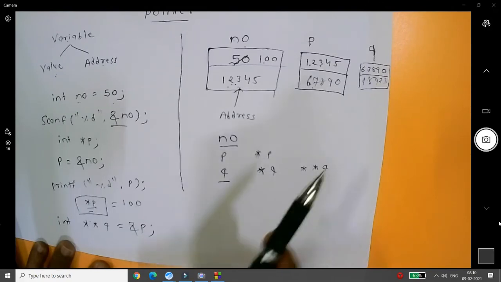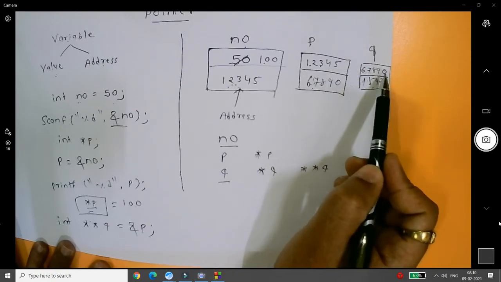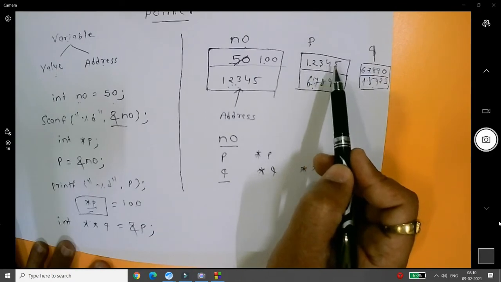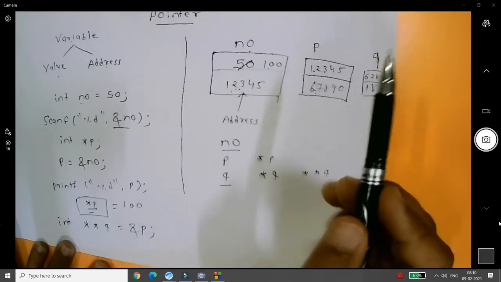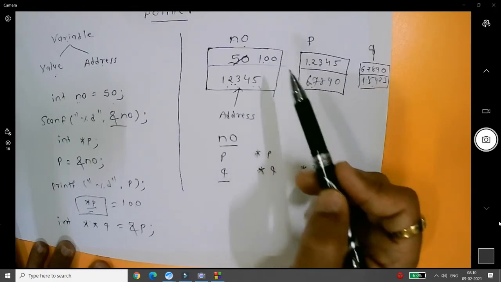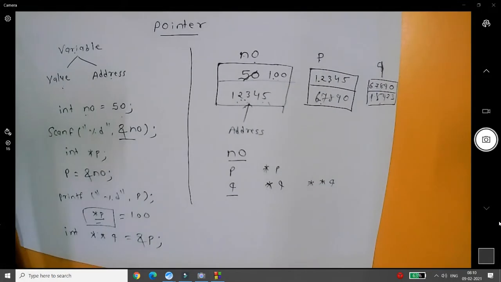This is the double pointer, you can say: q has the value 67890. At this address the value available is 1, 2, 3, 4, 5. At the address 1, 2, 3, 4, 5, the value available is 100. This type of concept is known as a pointer to pointer. Let's jump into the theory first, then we will see one demonstration for the same.